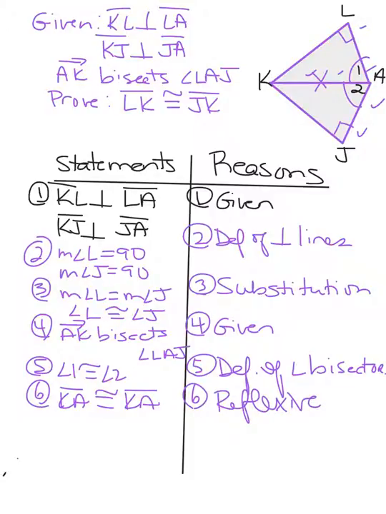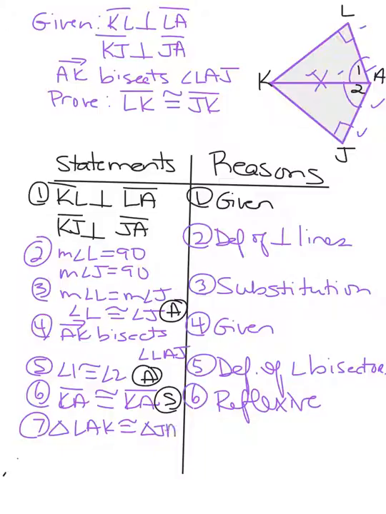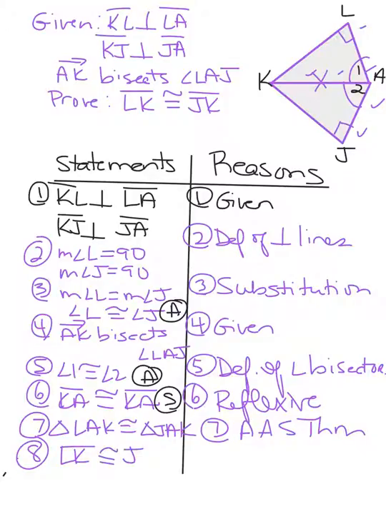Now I have what I need. I have angles that are congruent here, I have angles that are congruent here, and I have my side that's congruent there. So now I can state congruency. So I can state triangle LAK is congruent to triangle JAK, and that is because of the angle, angle, side theorem. And because I've seen that the triangles are congruent, I can now do my last piece. So I can say segment LK is congruent to segment JK, and that is because of CPCTC.